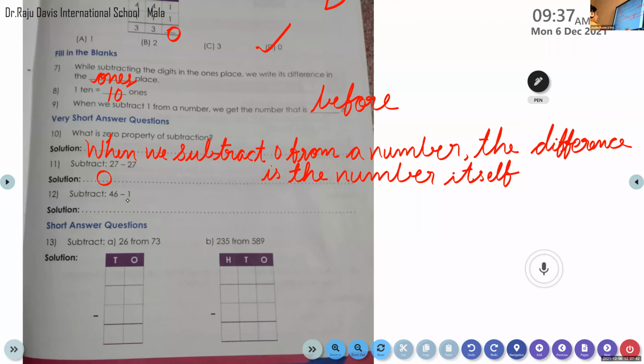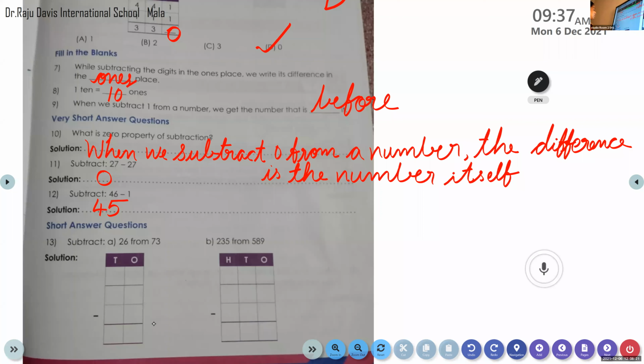Then question number 13. Subtract 26 from 73. 23. So which number do we have to write first? 73. Why? Because it's the biggest number. Yes, that is the bigger number, isn't it? So the bigger number we have to write always first. So we have to write here 73 minus 26. And you can do the subtraction. Please do it, everyone.